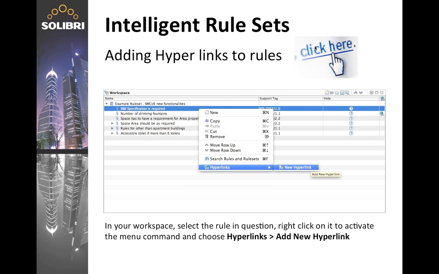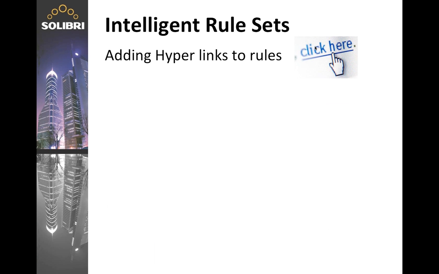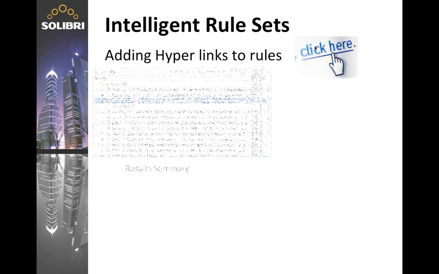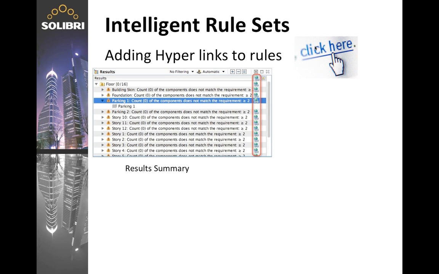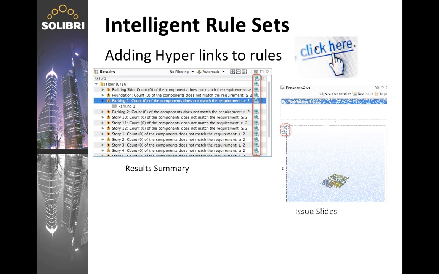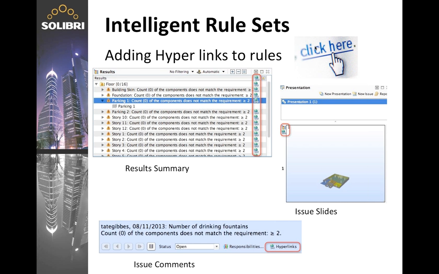In the Rule Set Manager workspace, simply select the rule in question, right-click on it to activate the menu command. At the bottom of the list you can see the hyperlink. Just click on that and choose new hyperlink. Once this is done, your hyperlink will be identified in the results summary, as you can see highlighted here. The hyperlink will also show to the left of the slides in your generated reports, as well as in the comments section of your reports and in your slideshows.